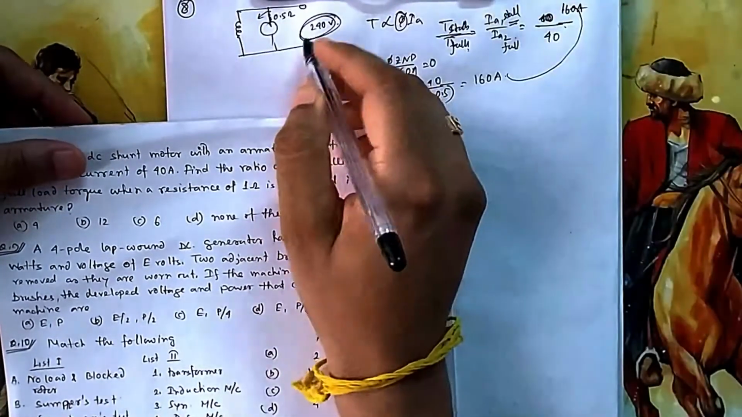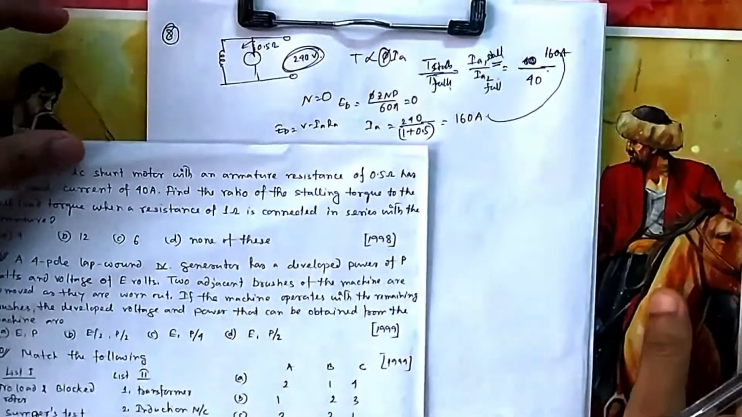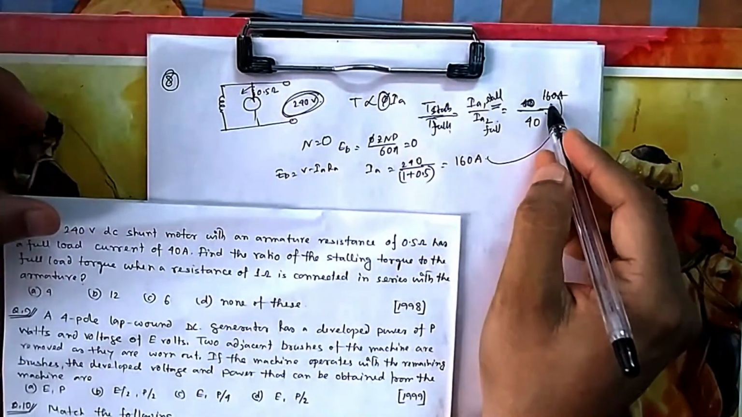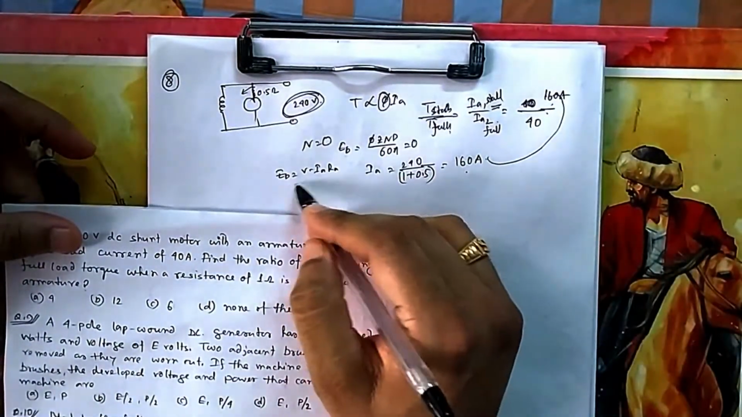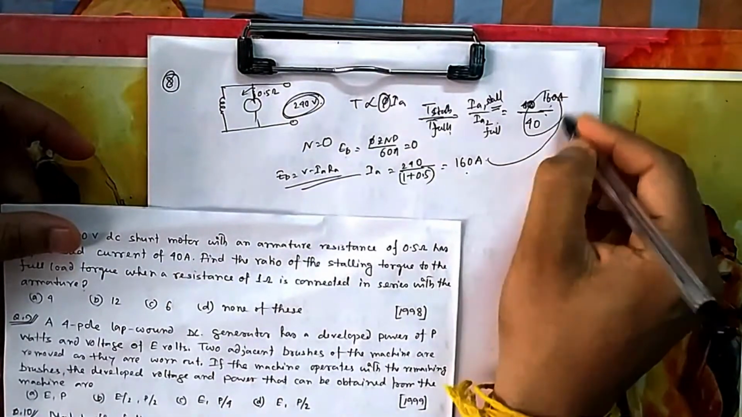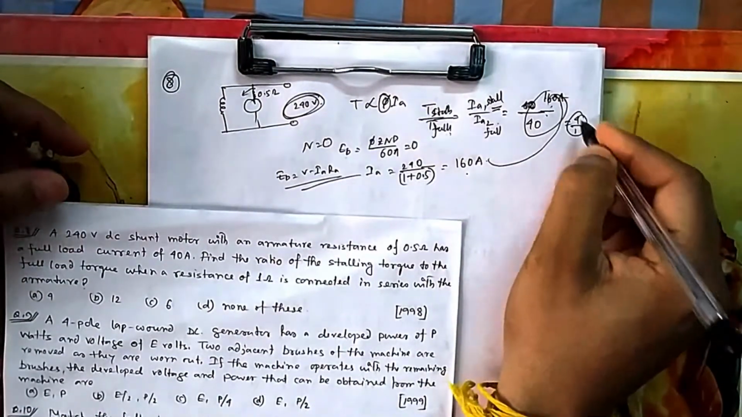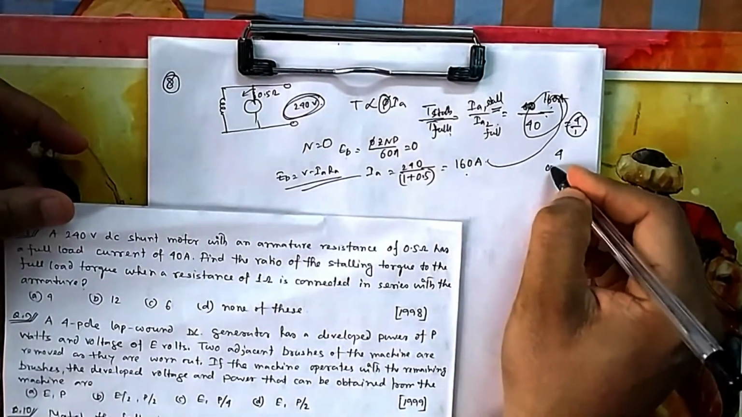In the first case, the initial case, it was 40 ampere. In the stalling case it is now 160 ampere, because N is 0 and EB is 0. So from here I have calculated that the ratio is 4:1. So that is your answer. That is 4, which is option A.